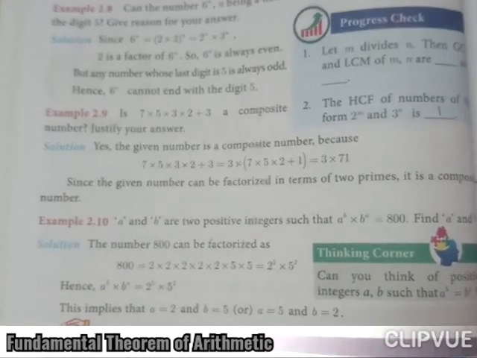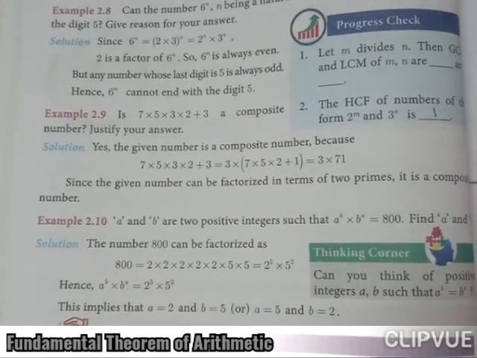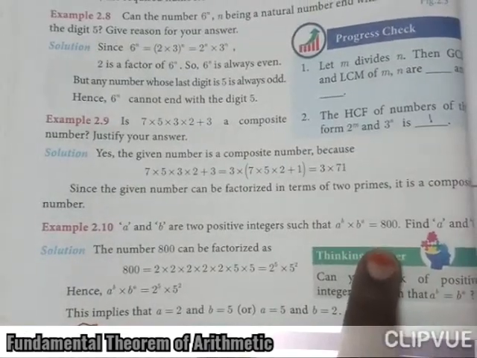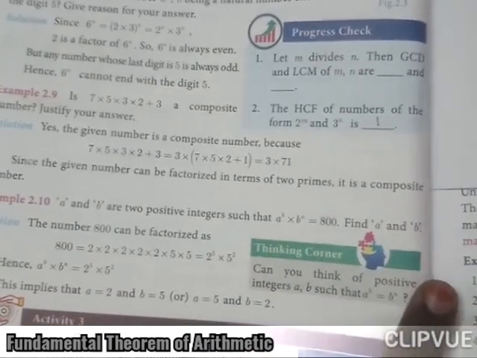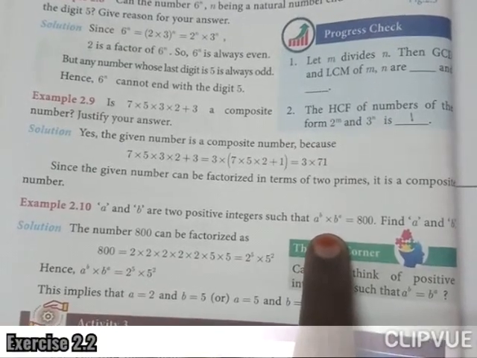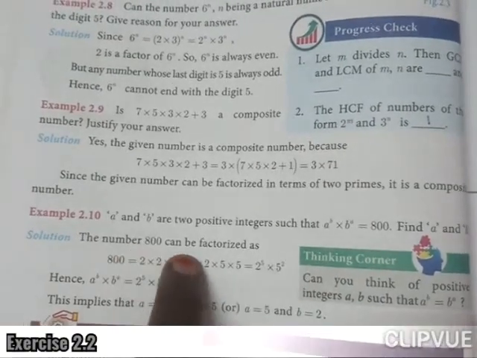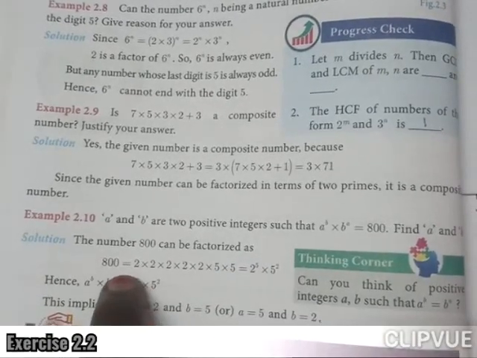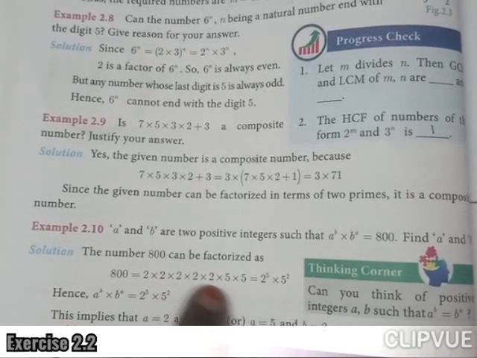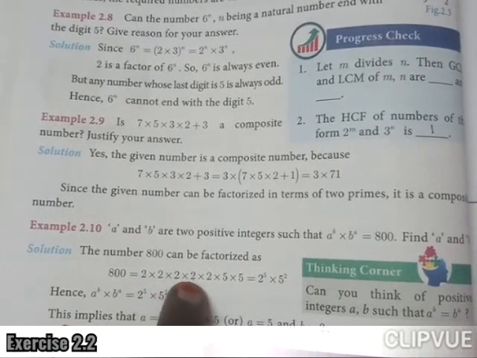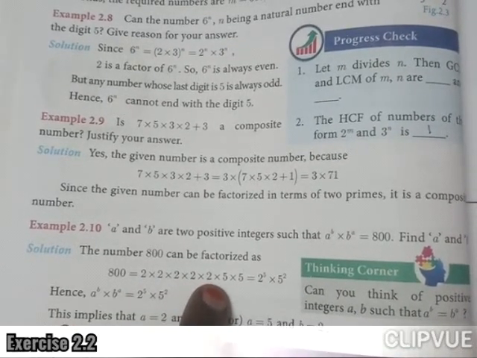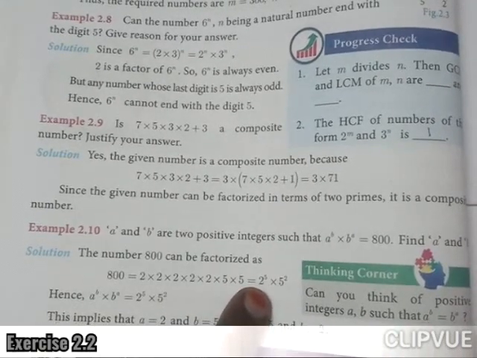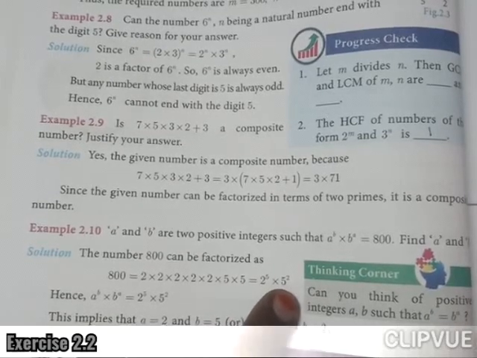A and B are two positive integers such that a power b into b power a is equal to 800. Find a and b. So we are going to find the value of a and b. The number 800 can be factorized as, first I am going to find the prime factors of 800. It can be expressed as 2 into 2 into 2 into 2 into 2, 5 times, into 5 into 5, 2 times. So this can be expressed as 2 power 5 into 5 power 2.